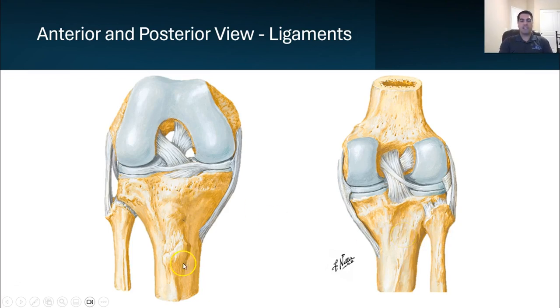When we look at the patella, obviously, we talked about Osgood-Schlatter, where we get that pulling away. We also have tibial plateau fractures that can happen.